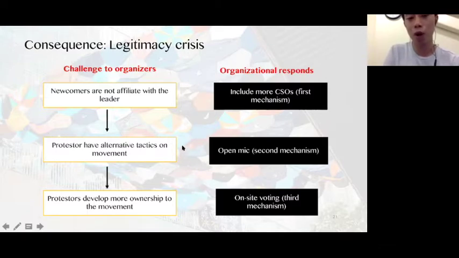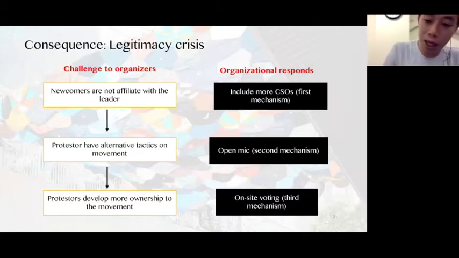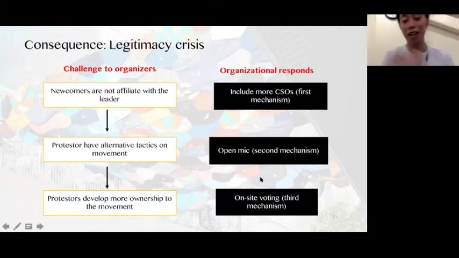Some challenges were dismissed. But then we were too late to open up our mic. People had already developed even more ownership of the movement, so that they rejected any form of leadership within the movement. So lastly, what we tried to do was to have an on-site voting. We tried to have an on-site referendum so that people could actually decide the course of the movement.